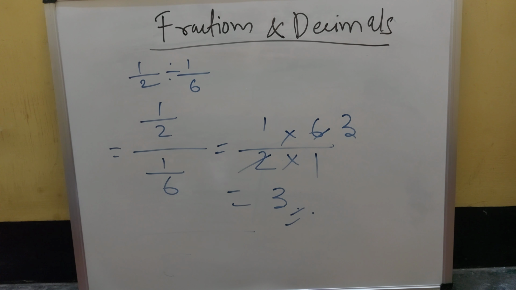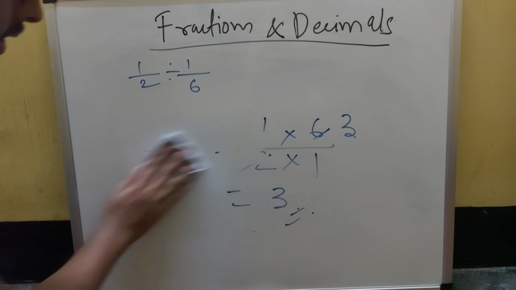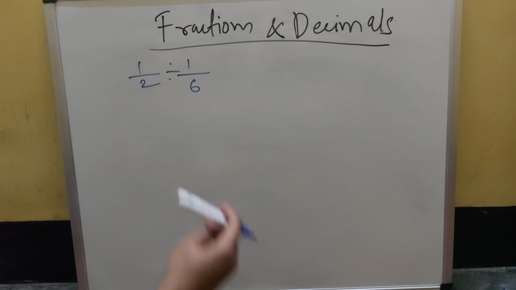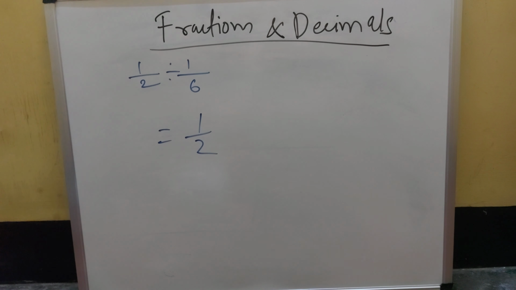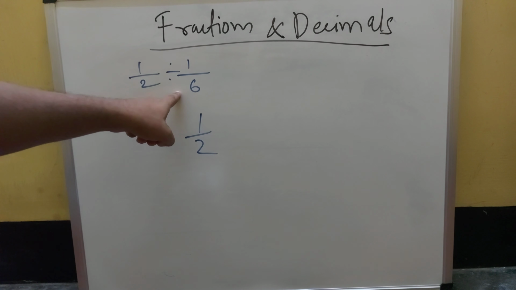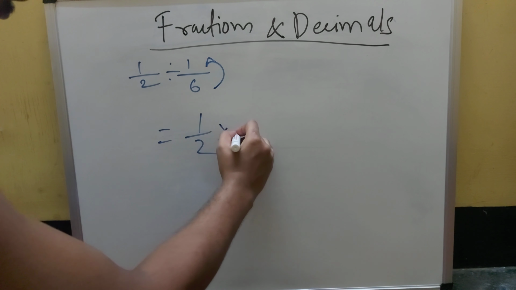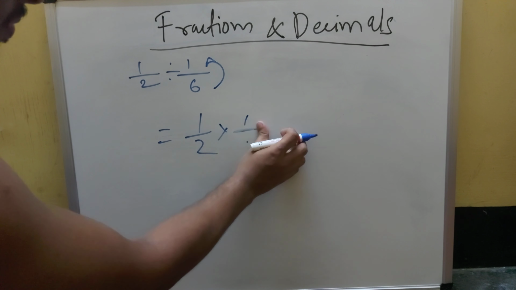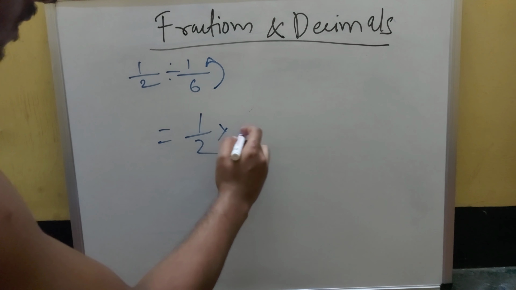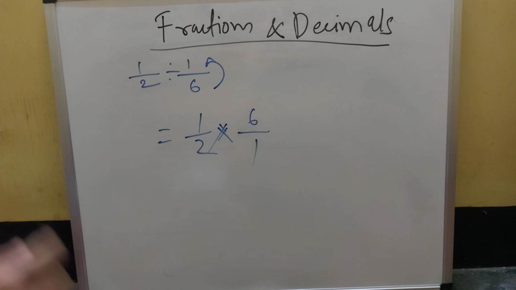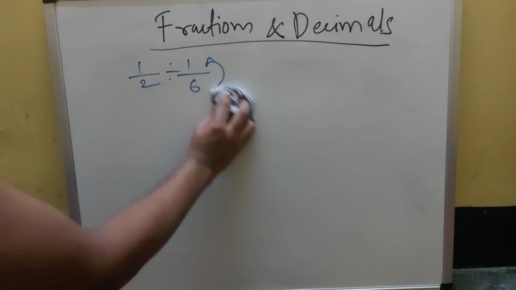Now let me give you one shortcut. Let me show you the shortest trick to do this. If it's 1 by 2 divided by 1 by 6, we can reverse the thing. It will be just 6 by 1. Is it clear to you all? I don't think so. Okay, let me show you once again.